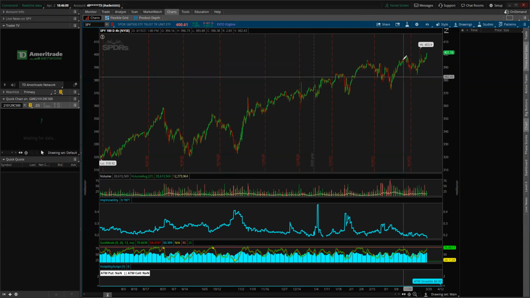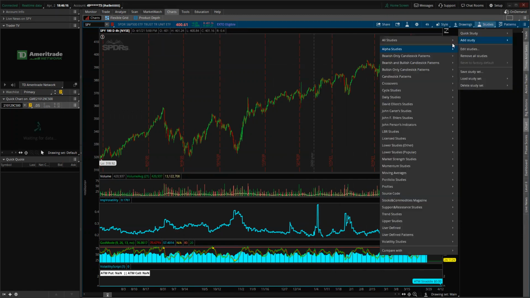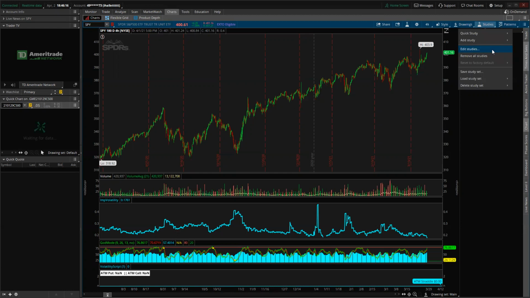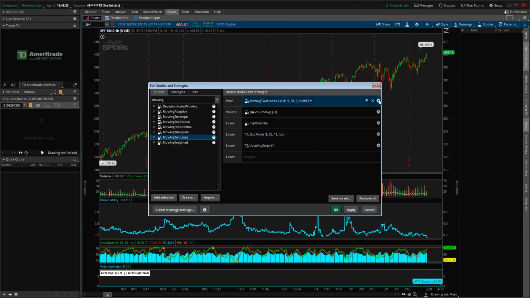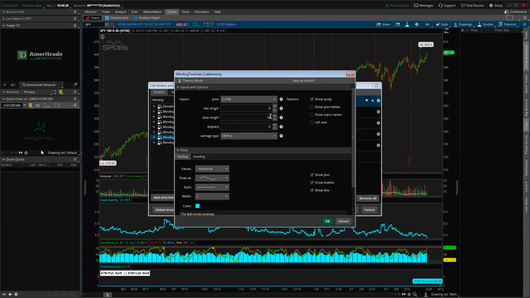But right now I'm on SPY. You can see that we are at the 400 mark. If you go over to studies on Thinkorswim, you just go to edit, and then you can type in moving average, MOV, AVG. You can do the two lines, and then you go to the little gear and move the fast length down to 8, and then bump the slow length to 21. You can just leave this as simple.